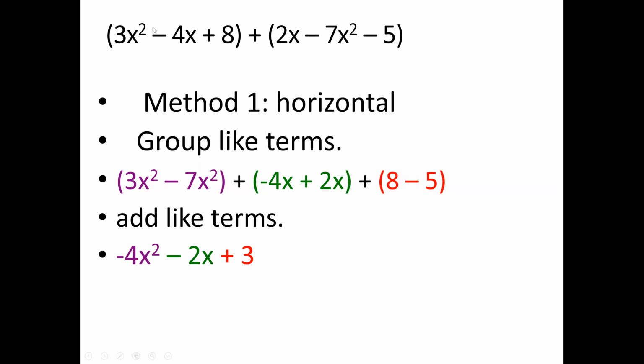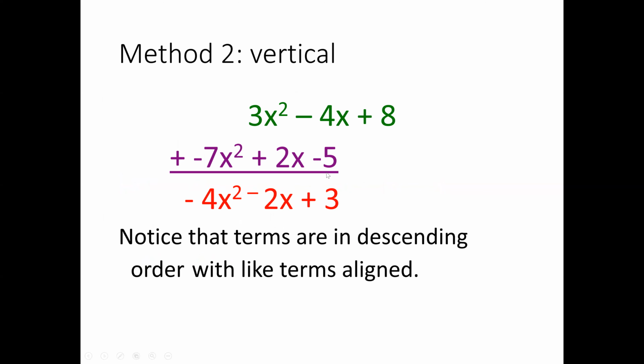All the same, we can arrange it vertically. So we can see that 3x squared minus 7x squared will give me minus 4x squared. Then minus 4x plus 2x will give me minus 2x. Then 8 positive minus 5 will give me positive 3. So two methods, either we group it horizontally or vertically. The whole concept is that we need to combine the like terms together.